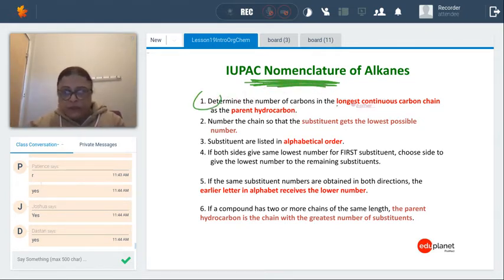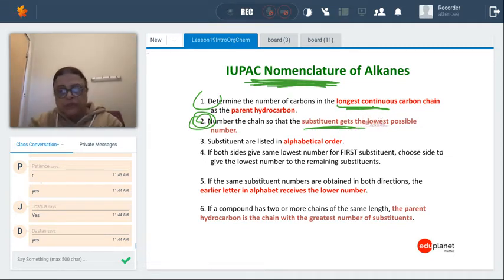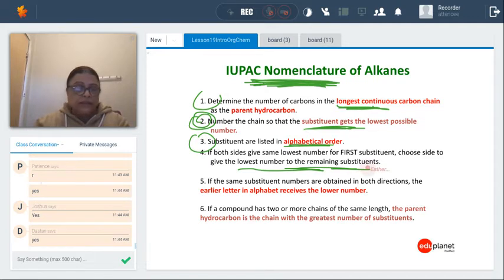The first rule, find the longest chain. The second rule, the substituent gets the smallest possible number. If you have two substituents, alphabetically, ethyl before methyl. Okay? If both sides have the same lowest number of the substituents, choose the side that has the smallest combination. Look at the next substituent and make sure it gets the smallest number.